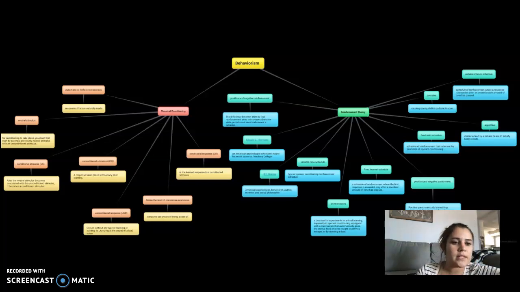And then we're going to skip over here. Aversive is causing strong dislike or disinclination. And that's, again, under reinforcement theory. And then last, we have variable interval schedule. This is a schedule of reinforcement where a response is rewarded after an unpredictable amount of time has passed.